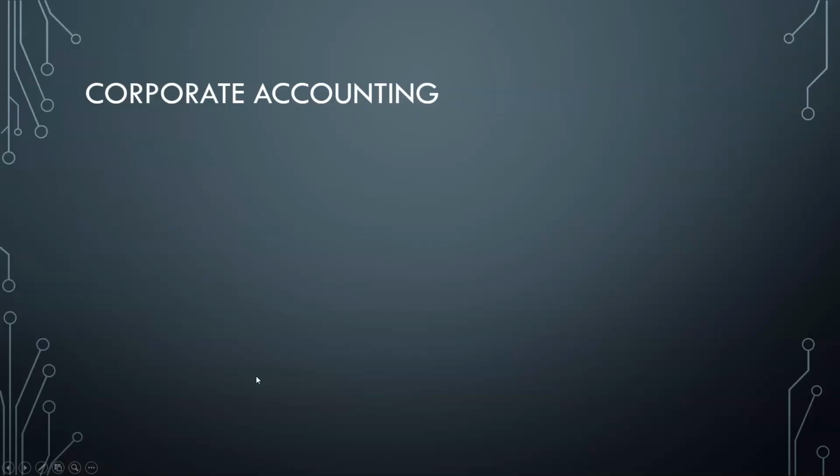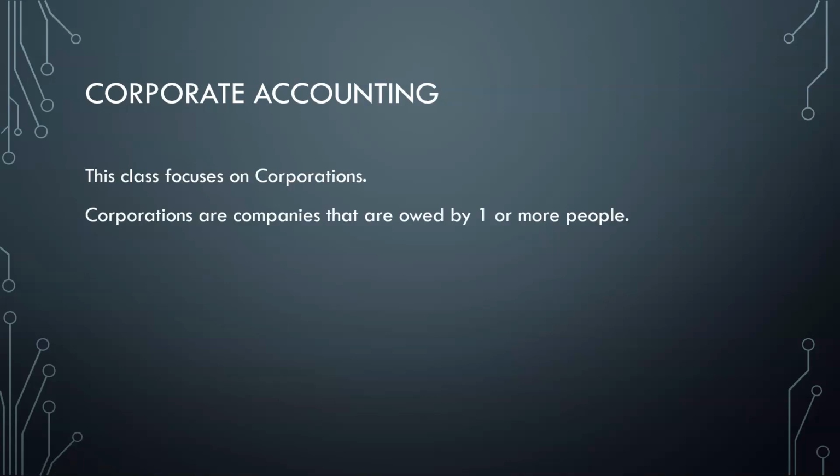In this class, we're going to be looking at corporate accounting. A corporation is a company that is owned by one or more people. A corporation can be owned by other companies as well. There are very small corporations, but when we all think of corporations, we're thinking of large companies like Google, Amazon, Walmart, etc. So this class focuses on corporate accounting, and the terminology that you're going to see is based on corporations.